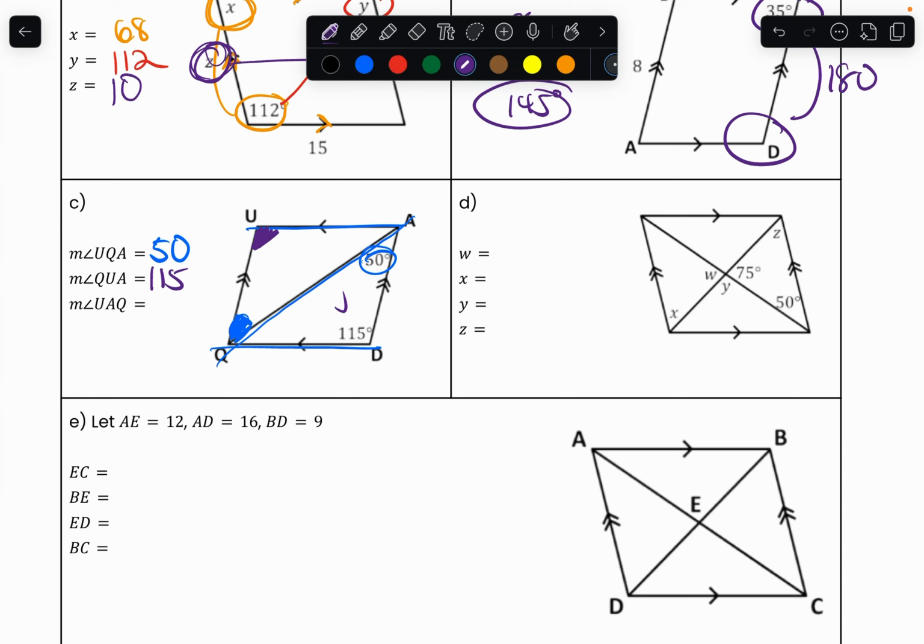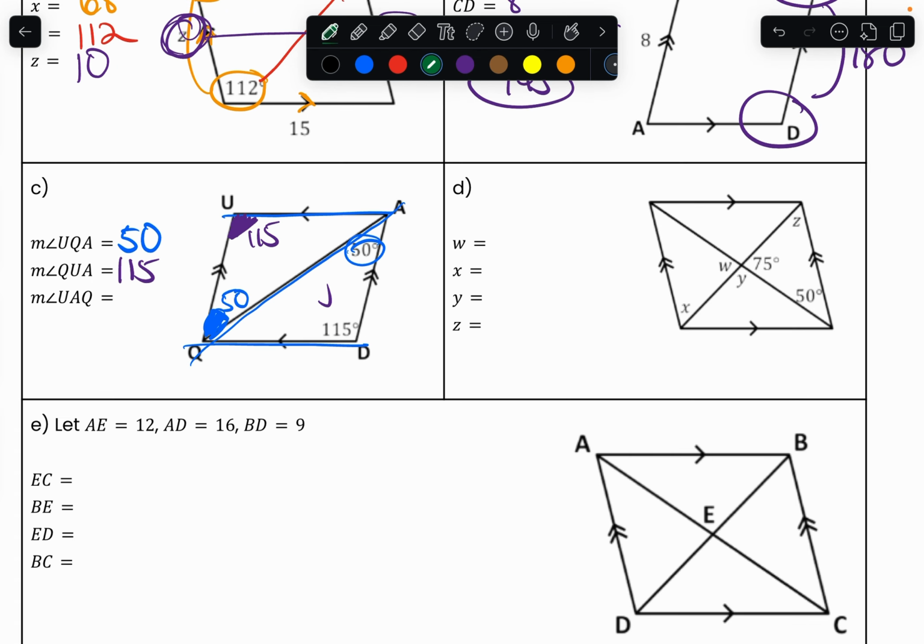Last one. Let me go ahead and label everything that I have so far. This is 50. This is 115. Now the last angle that I'm trying to find here is my angle UAQ, which is right here.